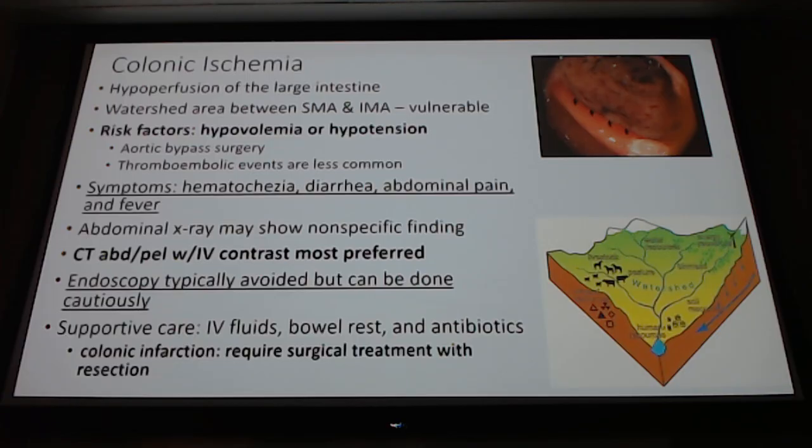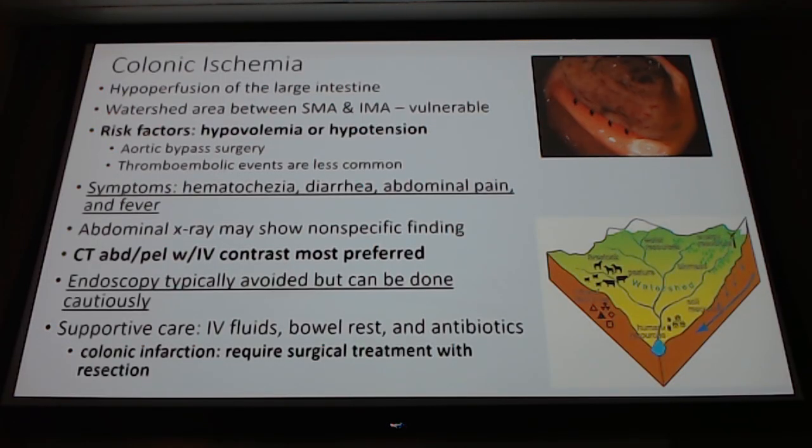Alright. So it's mesenteric ischemia. That could be any small or large bowel. Now, when we just talked about specifically the large bowel, the colonic ischemia, okay, it's hypoperfusion of the large intestine. Think back to our last block, where you remember that watershed between SMA and IMA, superior mesenteric artery and inferior mesenteric artery. If either one of those is taken out, a large portion of your colon may be taken out as well. So hypovolemia and hypotension are big ones. We see this a lot with aortic bypass surgery.